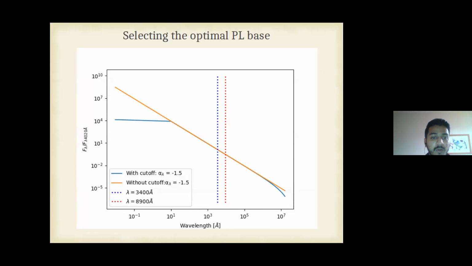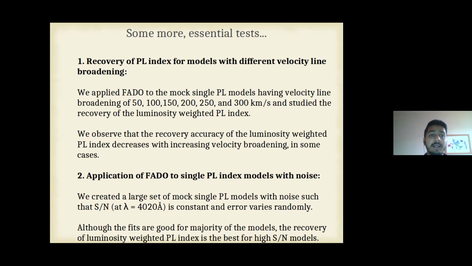And here you can see a comparison of power law with cutoff and without cutoff for a power law index of minus 0.5 in alpha nu and minus 1.5 in alpha lambda. And you see that in our region of interest, there is really no difference between the power laws. So this was done, and then we wanted to use this base to further investigate how the recovery of the luminosity weighted power law index would be. So then we applied Fado to a noiseless single power law model spectrum with this base of power law models without cutoff. And we saw that with increasing velocity, the luminosity weighted power law index accuracy decreased, which is what was anticipated.